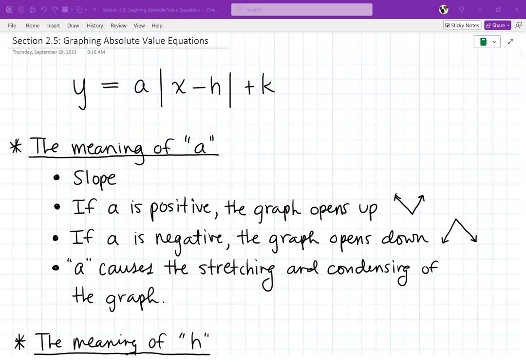So A is just like your slope. I know it's not an M, and we're used to slope being M. Here we're going to use A, and we'll use it for other stuff too, but right now we're starting it off. So A is kind of like your slope for this type of function.